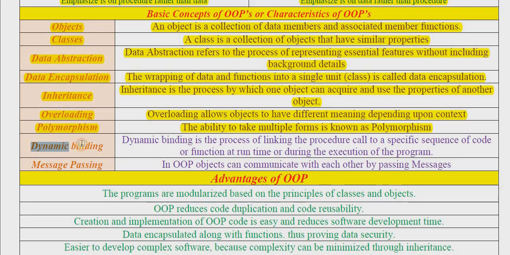Then dynamic binding. These are some technical words, so you have to remember the definitions. So what is dynamic binding? Dynamic binding is the process of linking a procedure call to the other parts of the program during execution. Then message passing. What is message passing? Message passing is a technique of communication. In object oriented programming, objects can communicate with each other by sending or passing messages.